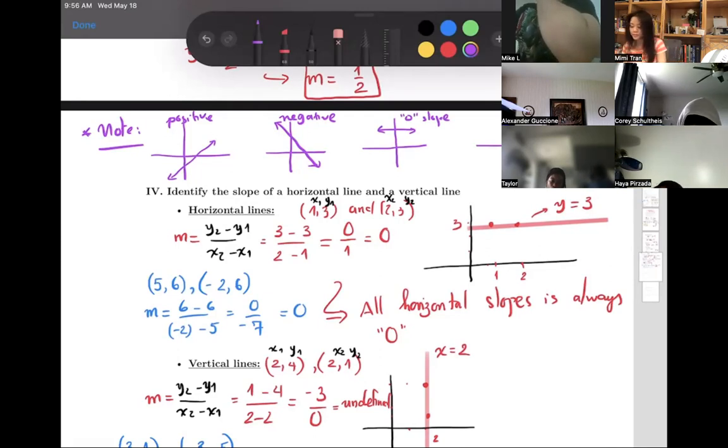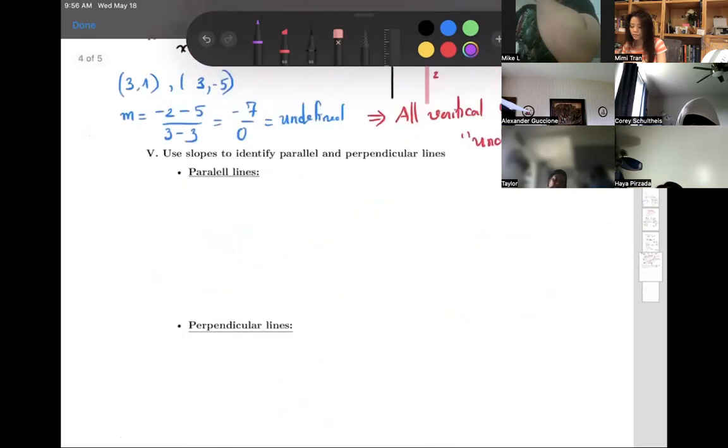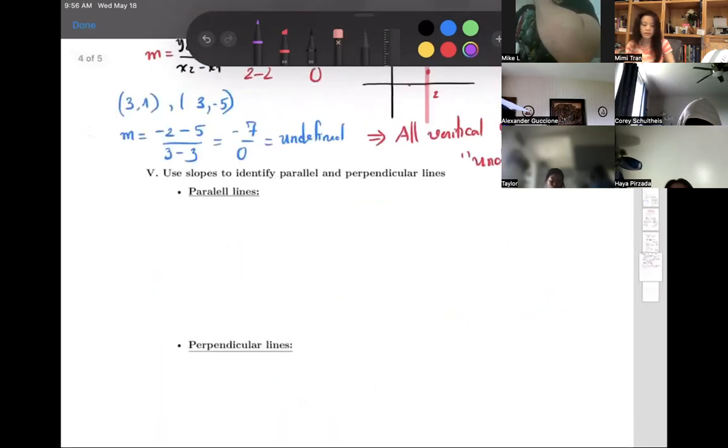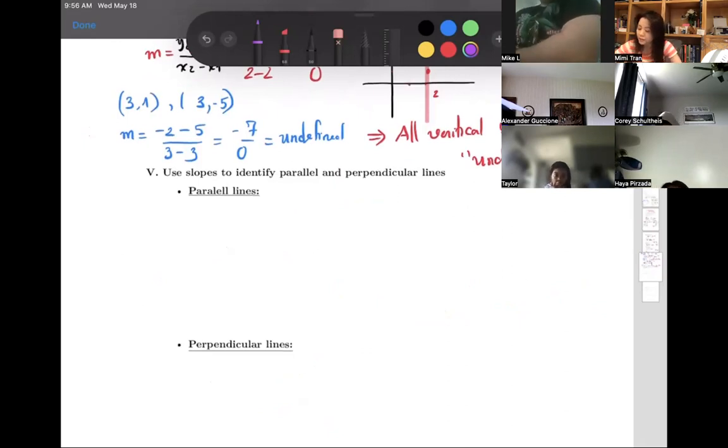Remind me. Parallel line and vertical line. Okay, so again, I'm gonna give you an example. You don't have to write out the example. Maybe just listen.